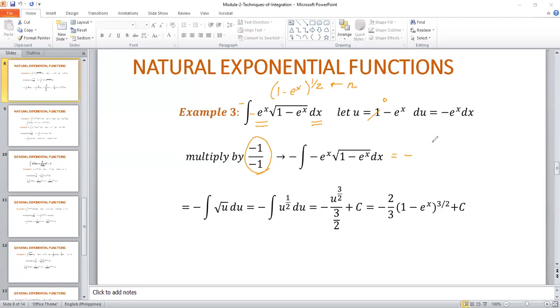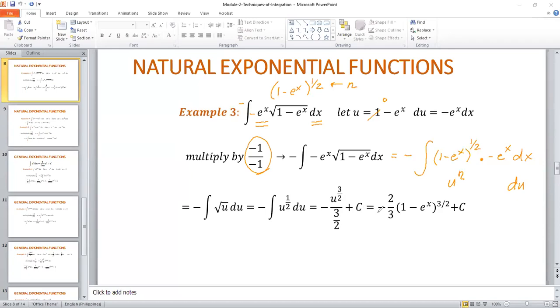So negative integral of, I'll write 1 minus e raised to x raised to 1/2. Okay, for this one, then I will multiply it by negative e raised to x dx. So you will see that this is your u raised to n and this is your du. So if this is your u raised to n, if you use power rule, your answer will be, so you have the negative here, negative u raised to 3/2 because you need to add 1 here, and over 3/2 plus c.